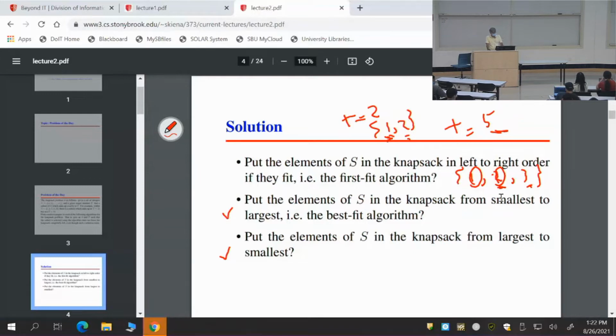This time it doesn't work, notice. Notice that if I put them in from biggest to smallest, I would stick the 2 in there, and everyone would be happy, right? On this one over here, I would stick the 3 in and then the 2 in, and it would be happy. So what's a counterexample to you? If you set t equals 1 instead of t equals 2.